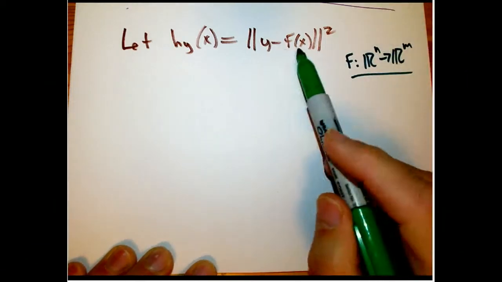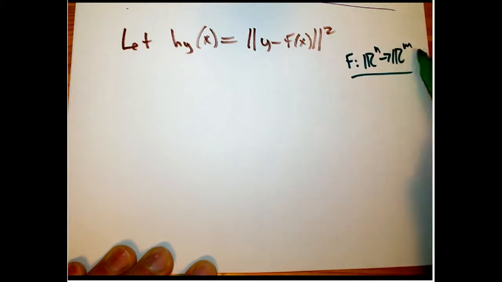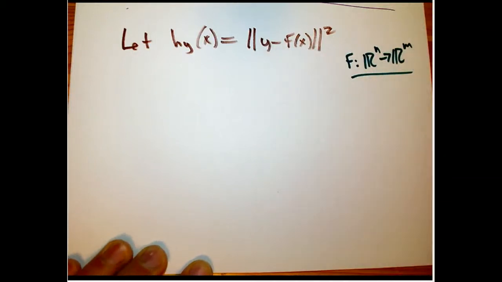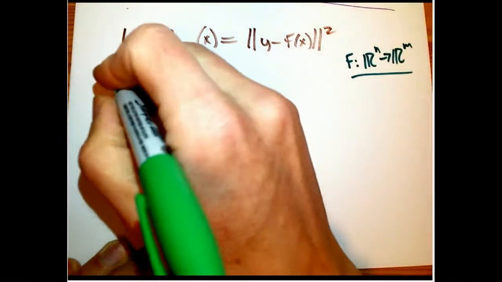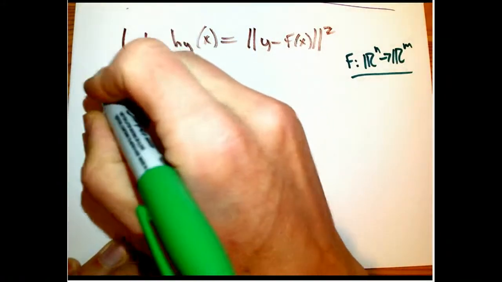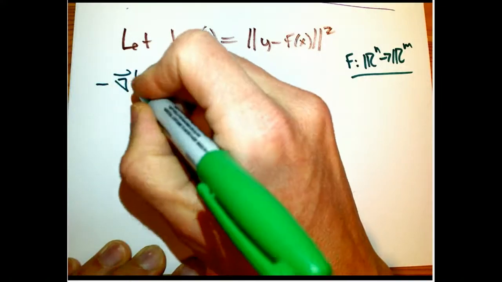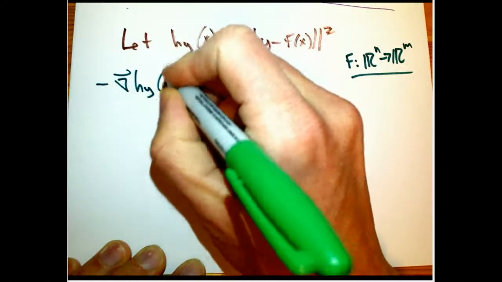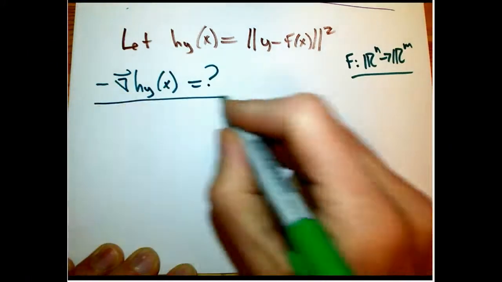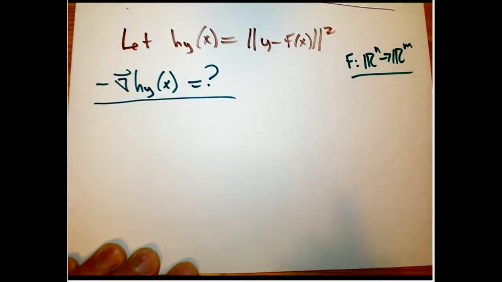And y is some fixed element of Rm. We take the magnitude squared of y minus f of x. The claim was that we could calculate the gradient, and in fact the negative of the gradient was of more interest to us. Okay, so this is a good workout with derivatives.